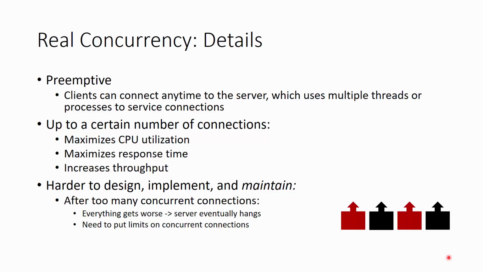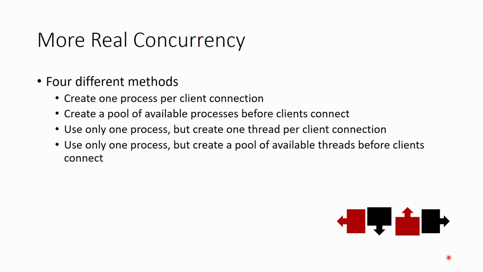After too many concurrent connections, everything slows down because you're processing more connections at once. The server eventually hangs. There is just not enough time to deal with all of the constant connections coming in and out. You spend more time managing connections than you do actually processing data. So we have to put some sort of limit on the number of concurrent connections at any given moment. This kind of concurrency is far more common than the apparent concurrency we were looking at before.